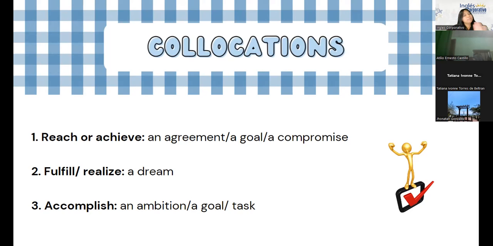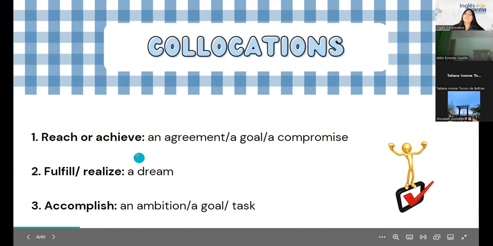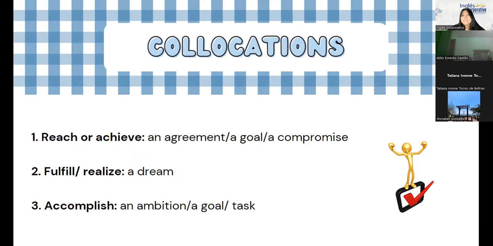So now, let's move on. Those are related to the topic of success. Those five, okay? Those five are related to the topic that we are going to cover right now, which is about success.